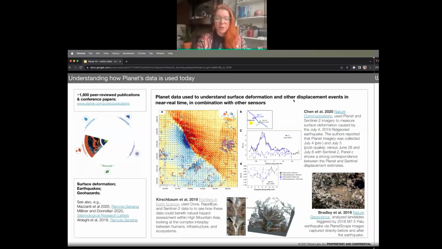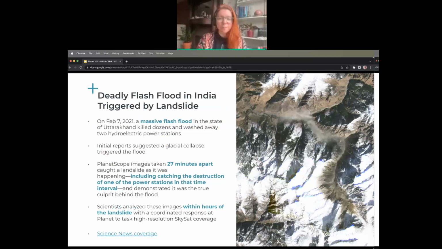If we look at some geosphere examples, things like natural disasters, so landslides and floods, earthquakes, these have been really big study areas with our data. And one key example that was pretty amazing was from February of last year. You might have seen this in the news. There was a massive flash flood in Uttarakhand in India that ended up washing away 2 hydroelectric power stations.